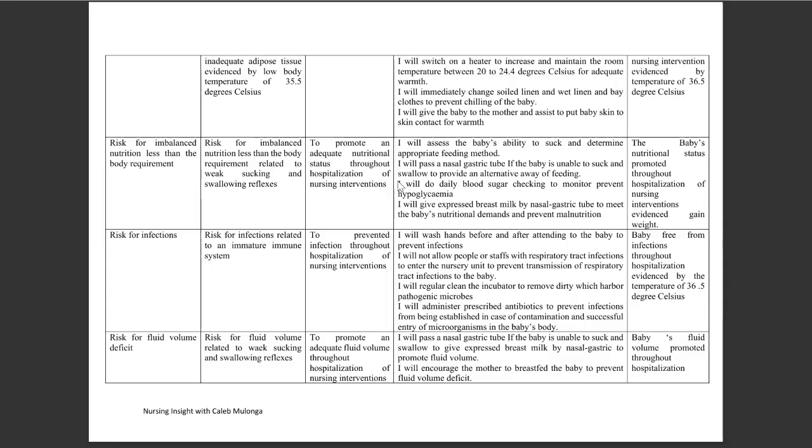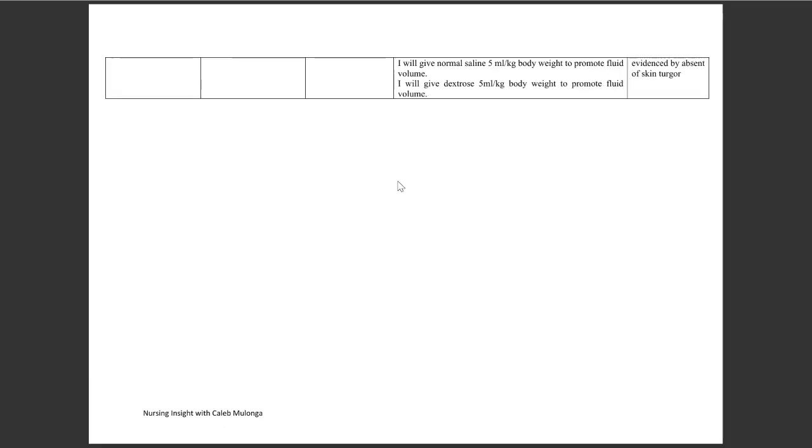Number 2, I will encourage the mother to breastfeed the baby to prevent fluid volume deficit. Number 3, I will give normal saline 5 ml per kg body weight to promote fluid volume. Number 4, I will give dextrose 5 ml per kg body weight to promote fluid volume. So those are the points on interventions that we can put.